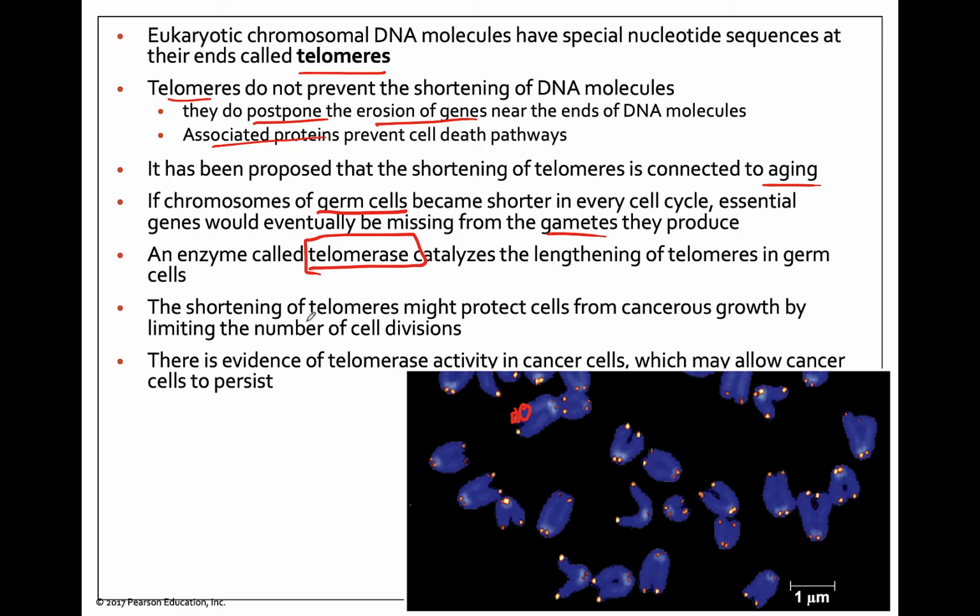So we think that the shortening of telomeres actually protects us from cancer by limiting the number of times a cell can divide. There are specific types of cancer cells that have their own telomerase activity that allows them to continue to extend the ends of their chromosomes longer and longer, which means that they can continue to divide and divide and divide and allow those cancer cells to persist without any kind of issues to the genetics in the cancer cells. So telomerase in body cells could actually help the development of cancer.